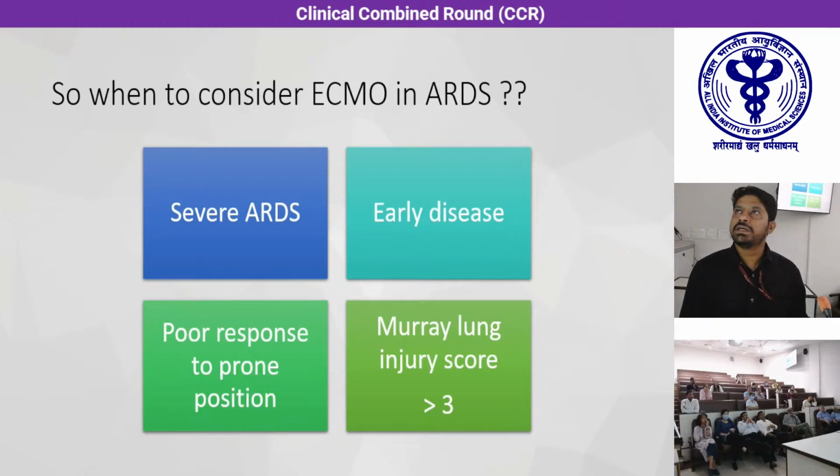So when should we consider ECMO in ARDS? It should be severe ARDS. It should be early in the disease, because going for it late in the disease may not really help. And these patients usually respond poorly to prone positioning. And we can calculate the Murray lung injury score. If the score is more than 3, we should definitely consider ECMO.